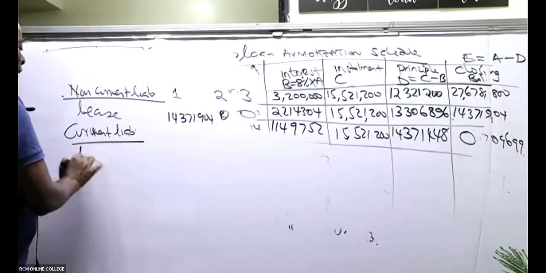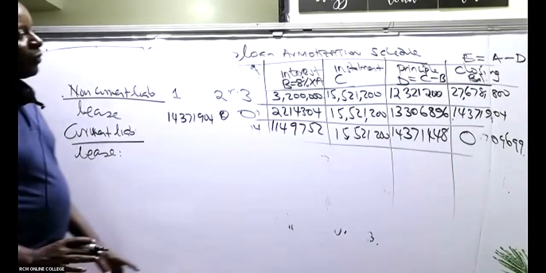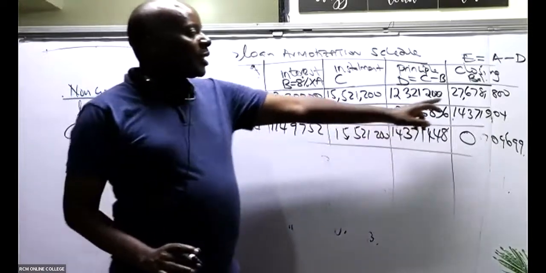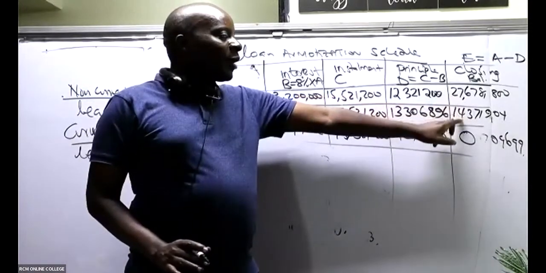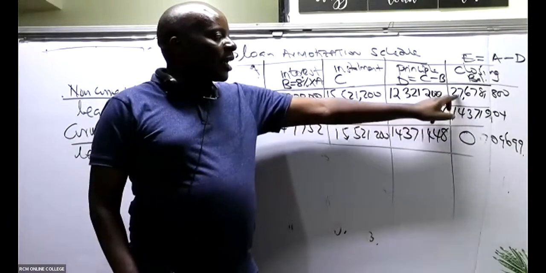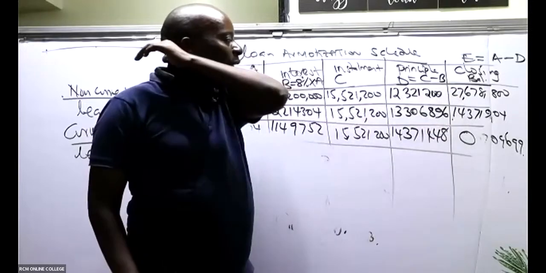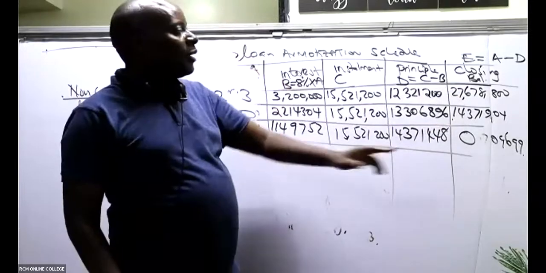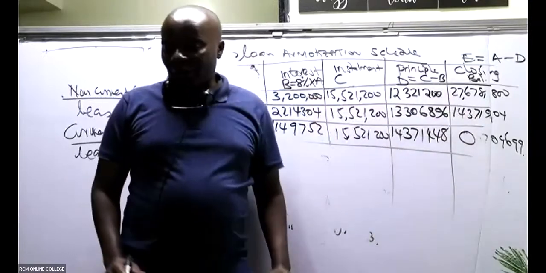Current liability. So in this case here, we call these the lease. So we will ask ourselves, initially we had 27 million and something, but something must have been paid for us to arrive at 14. Can somebody give me the difference between this and this? Somebody take here 27,678,800, you say minus 14,371,904. Somebody please give me that.